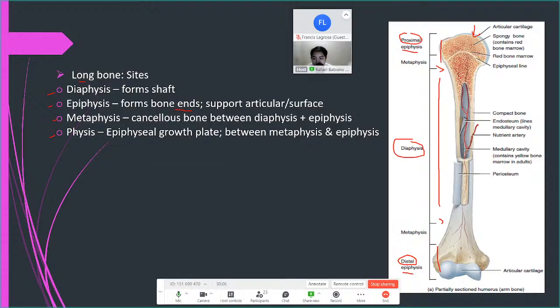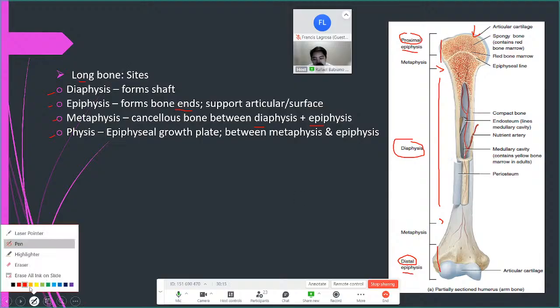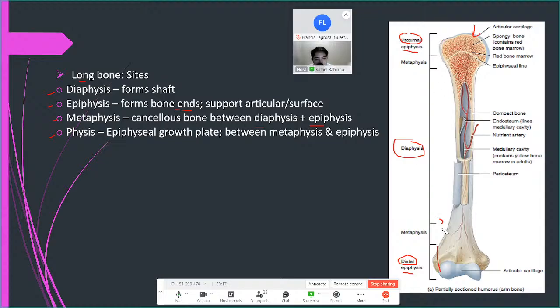Then we have the metaphysis. The metaphysis is between the diaphysis and the epiphysis, meaning between the center and the end. So I'll just erase these things. Okay, so the metaphysis is between the epiphysis and the diaphysis. So right here, there is a space. Here the diaphysis ends, here the epiphysis ends. So this space is the metaphysis. Same here. Here the diaphysis ends, here the epiphysis ends. This is the metaphysis.